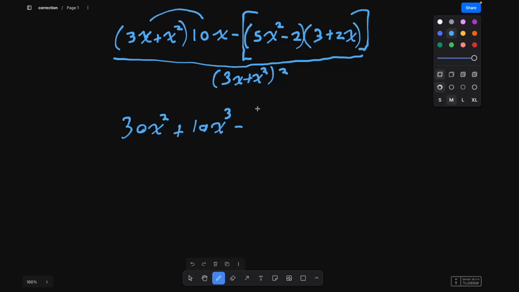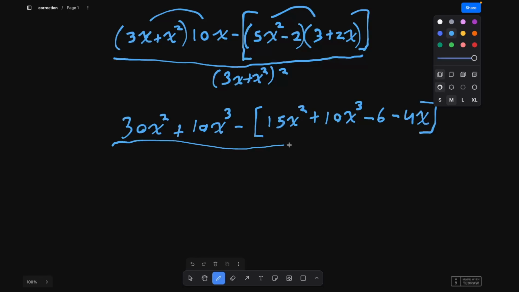Then we have minus bracket 5x squared times 3, 15x squared, 5x squared times 2x plus 10x cubed. Negative 2 times 3 is negative 6. Negative 2 times 2x, it's negative 4x. And that is all over 3x plus x squared squared.